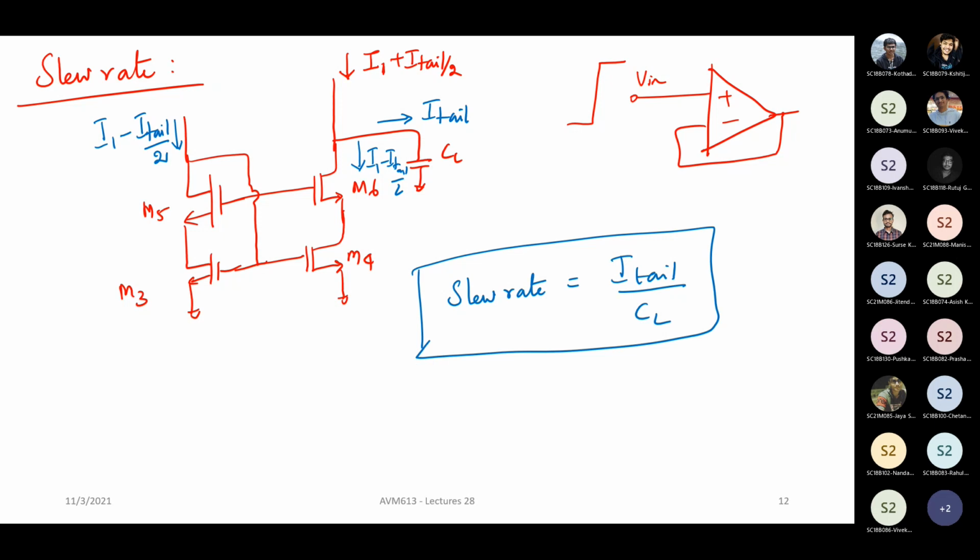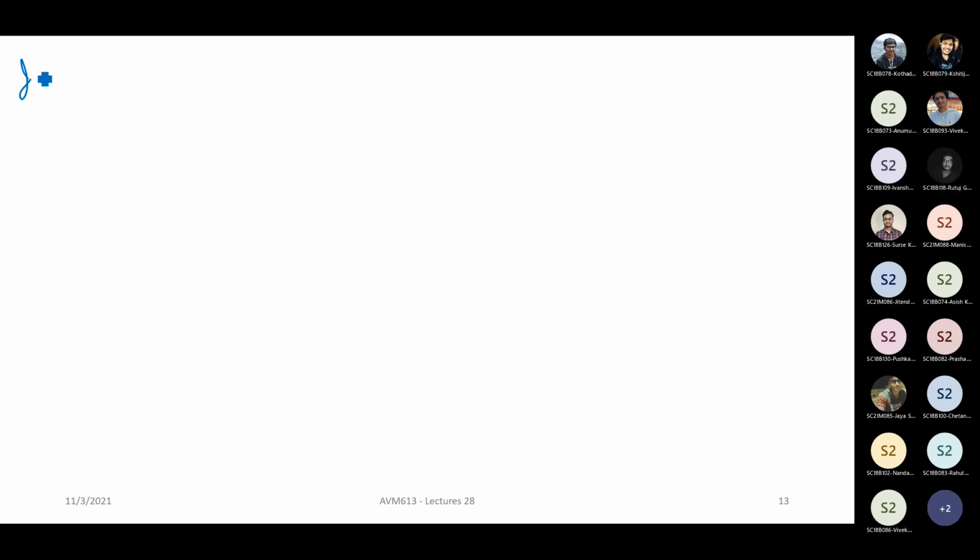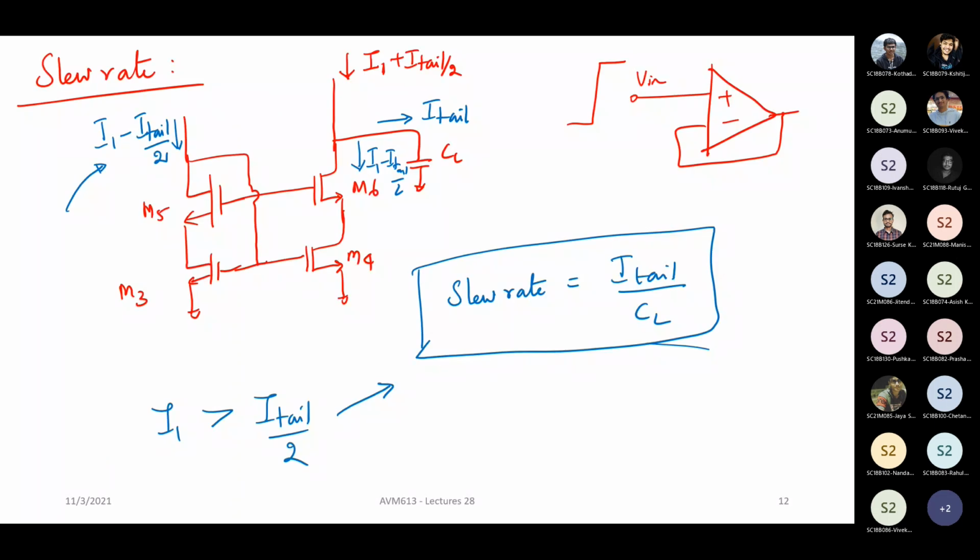Now, all this is fine as long as your I1 is greater than I tail divided by 2. Correct. As long as this inequality is satisfied, whatever we discussed now is going to work perfectly fine, because the current flowing on the left hand side is now I1 minus I tail by 2. Now suppose, if I1 is less than I tail by 2, what will happen? Can you tell me what will happen?